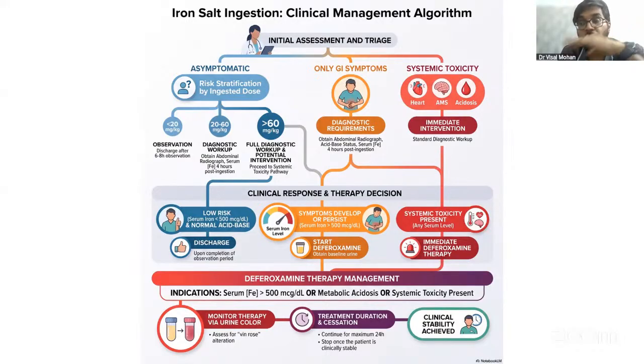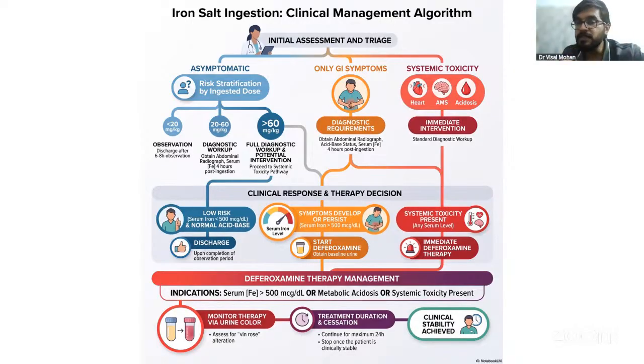After 4 hours post ingestion, we get the serum iron level. If it's less than 500 micrograms per deciliter, the patient is asymptomatic, acid-base status normal, and asymptomatic for 6 to 8 hours, then we plan on discharging the patient. If there is more than 500 micrograms per deciliter of serum iron 4 hours post ingestion, or any severe metabolic acidosis or systemic features, we go into chelation therapy. With systemic toxicity features, we get the X-ray abdomen, look for metabolic acidosis, do whole bowel irrigation, send serum iron, and then go into chelation with deferoxamine.